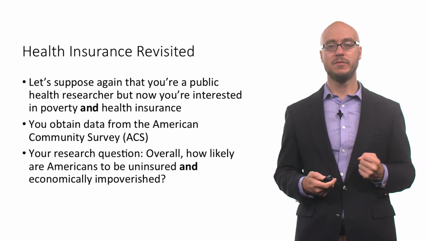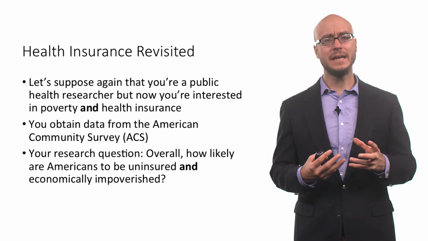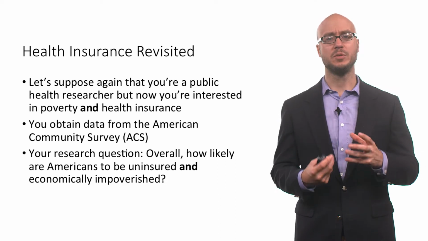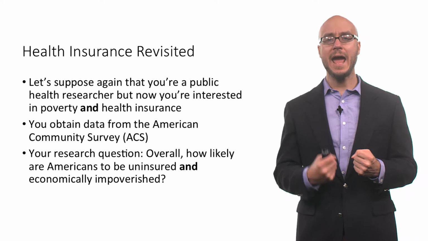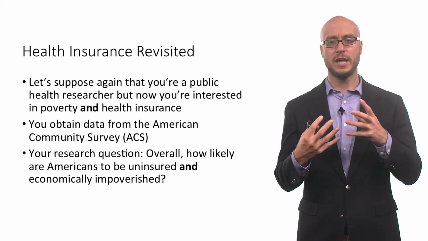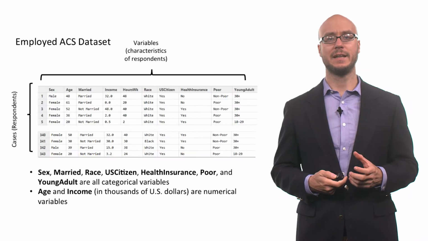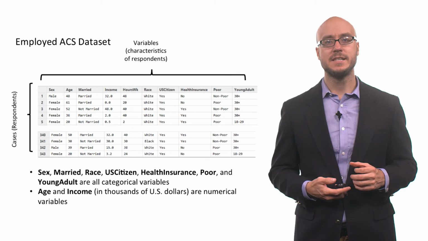Again, you obtain data from the American Community Survey, and your question is, you want to know how likely is it that Americans are to be uninsured and poor, economically impoverished. So you want to look at the probability of these two events occurring at the same time. Here's our data set again.